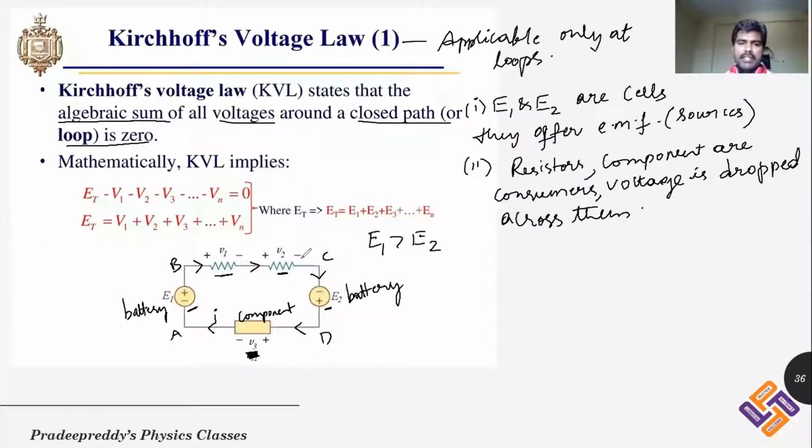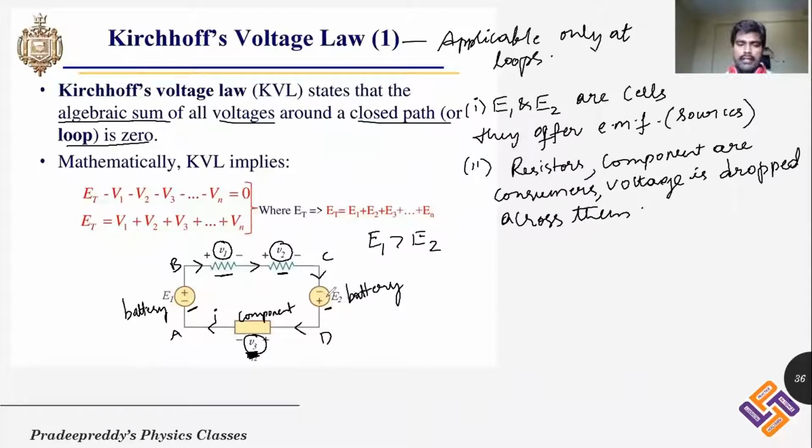So when we are dealing with all these, first check it. E1 is the battery, it is offering some potential difference, and V1 is the potential across this resistor. There is some voltage dropped across the resistor, so V1 is where voltage is dropped, V2 where voltage is dropped, V3 where voltage is dropped. V1, V2, V3 are the voltages which are consumed or utilized by these two resistors along with the component. But what about these batteries? Batteries are the sources. They are providers. They are providing potential difference.